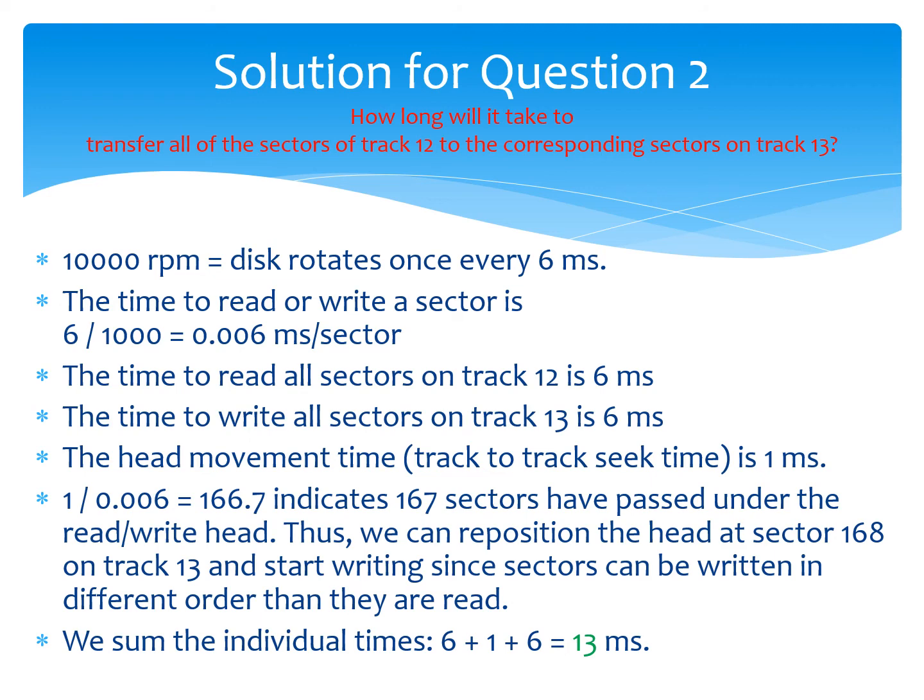First, the hard disk is rotated at 10,000 RPM, which indicates platters will take 6 milliseconds to spin a full revolution. Therefore, the time to read all sectors on track 12 is 6 milliseconds, and the time to write all sectors on track 13 is also 6 milliseconds. The track-to-track seek time to move the head between adjacent tracks is 1 millisecond.